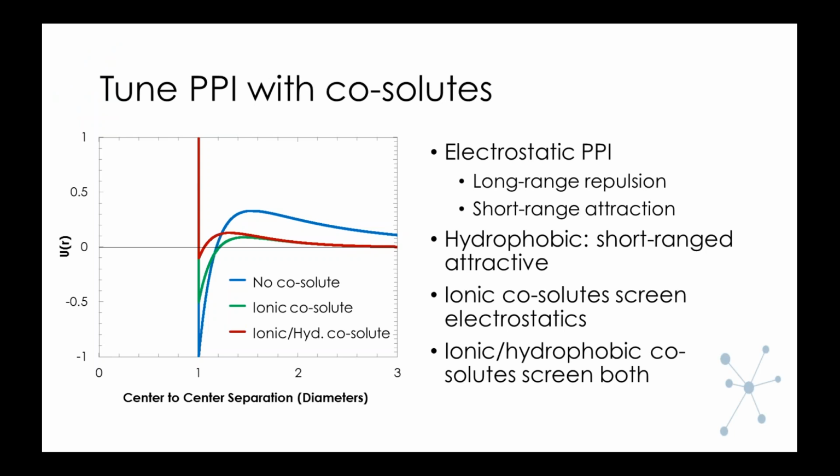Furthermore, if one were to take one of these ionic co-solutes and use one that can also screen hydrophobic residues, you would have the same effect on the long-range repulsion, but you would cause a further reduction of the attractive well. And so what we're going to do is compare these different kinds of systems and see how they affect viscosity and other properties.